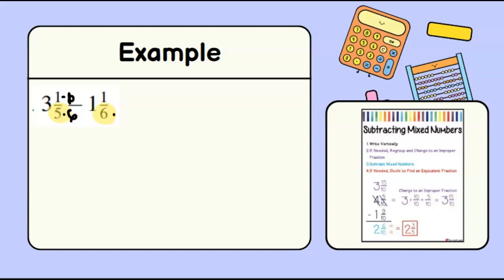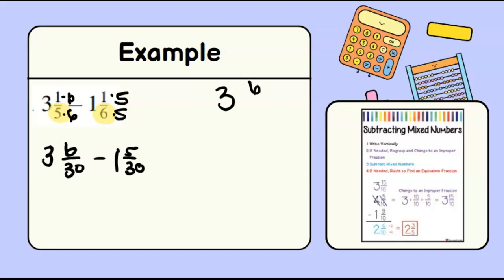If I want to change the 6 under the 30, I want to multiply it by 5. And I will do the same thing to the top. So now I have 3 and 6 over 30 minus 1 and 5 over 30. I'm going to stack those vertically, meaning I'm going to put my 3 on the left and my 6 over 30 on the right, with the 1 right under the 3 and 5 over 30 right under the other fraction.